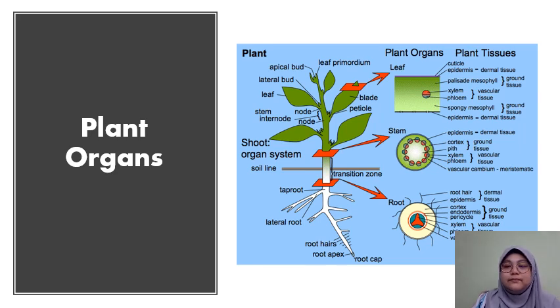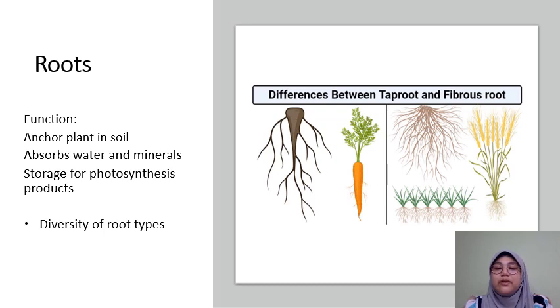The first plant organ we're going to look at are the roots. So roots are very important to a plant. They provide stability by anchoring the plant into the soil. The roots can store nutrients or photosynthesis products, and also act as a primary source of water and nutrient acquisition by absorbing water from the soil and transporting it up into the rest of the plant.